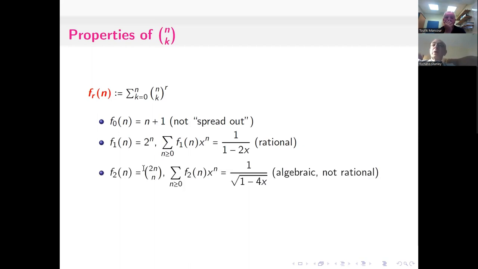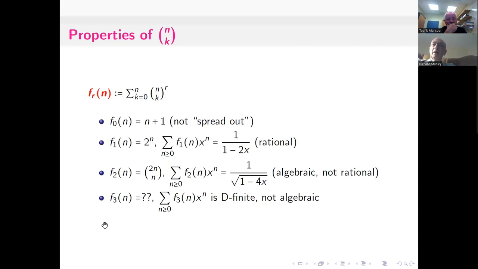For r equals 2, we have the famous identity, especially the case of the Vandermonde convolution, the sum equals 2n choose n. Now the generating function is algebraic but not rational. When we go to r equals 3, there's no really simple formula for this sum, and the generating function is definitely not algebraic.